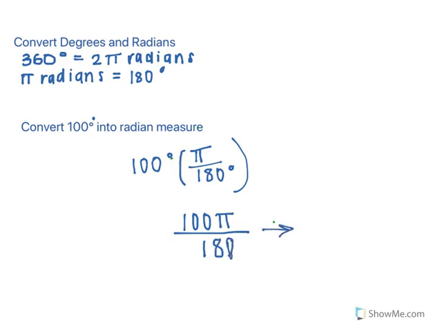And that could be simplified by dividing both sides by half and then 10. So we could simplify this to 5 pi over 9. So, 5 pi over 9 is equivalent to 100 degrees. So our answer is 5 pi over 9 radians.